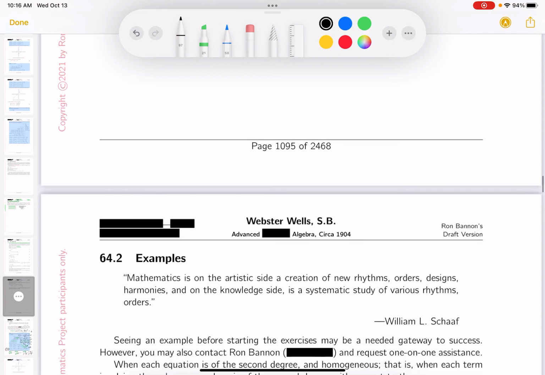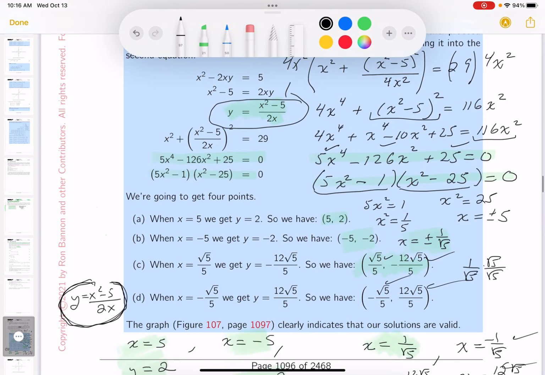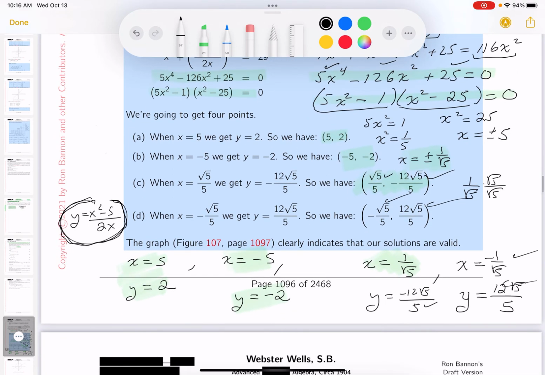What I do, I made a substitution. I thought it was easier. And I did. I thought it was easier. That doesn't mean it's easier for you, I just thought it was easier for me. Did I get the answers? Yeah, I got the answers.